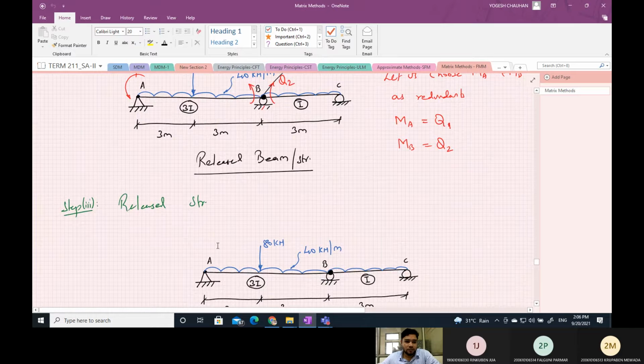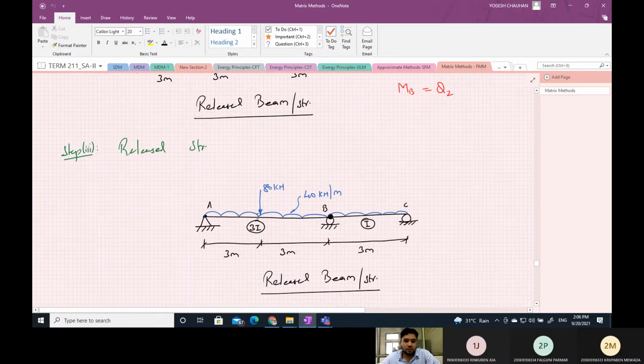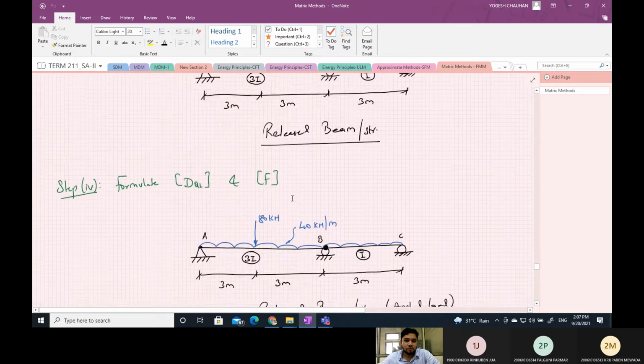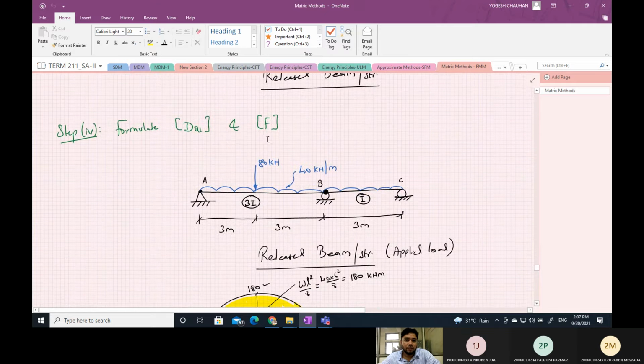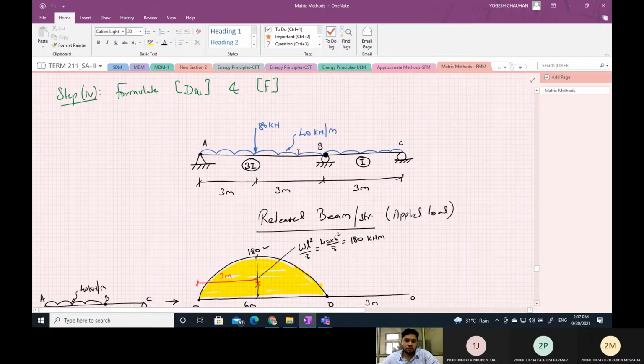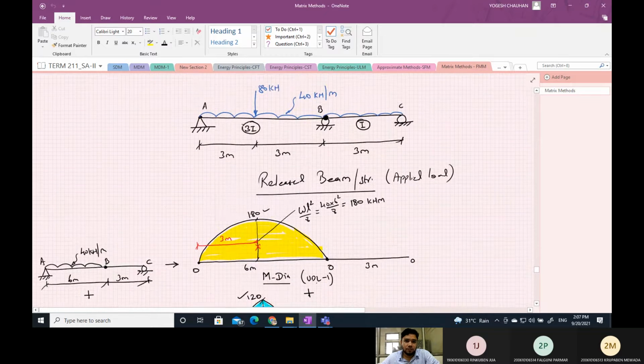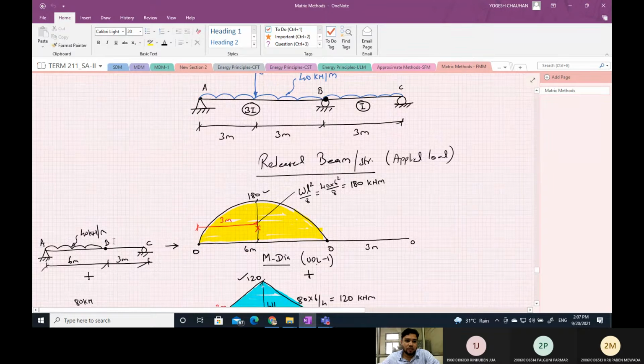Then we release the structure. This is the released structure subjected to applied load. This will give you the values of capital M. Then we formulate the DQL matrix and F matrix. For the bending moment diagram, we use the principle of superposition and find the bending moment diagram for loads on each segment.